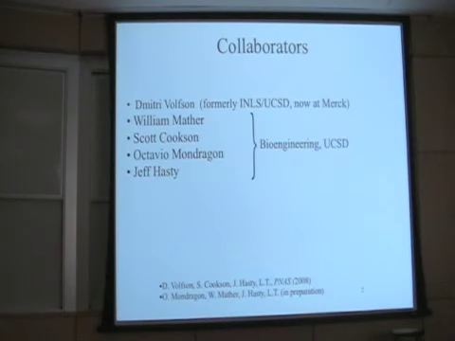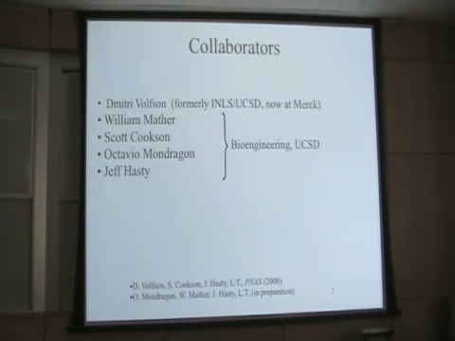This is the lab of Jeff Hasty. Some of the work was done in collaboration with Richie Wolfson, who was a postdoc at INLS with me, and another theoretical postdoc, William Mather, who is currently in Bioengineering, and two experimentalists, Scott Cookson and Octavio Mondragon. And these are some references. One paper was recently published in PNAS on the first part of my talk, which is related to ordering of populations and the streaming behavior. We are preparing the other paper right now.